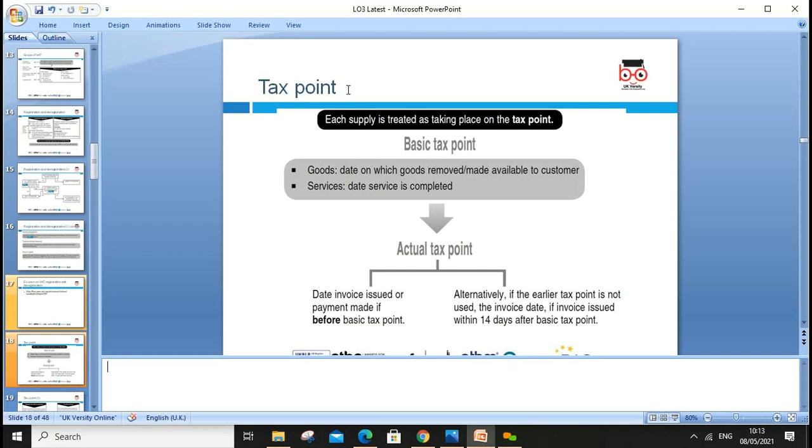In the case of a service, the tax point is when the service is completed, not when the service started. That point will be the tax point, and you should include it in the particular quarter's return. The actual tax point is the date of invoice issued or the payment made before the basic tax point. Alternatively, if the earlier tax point is not used, the invoice date is used if the invoice is issued within 14 days after the basic tax point.